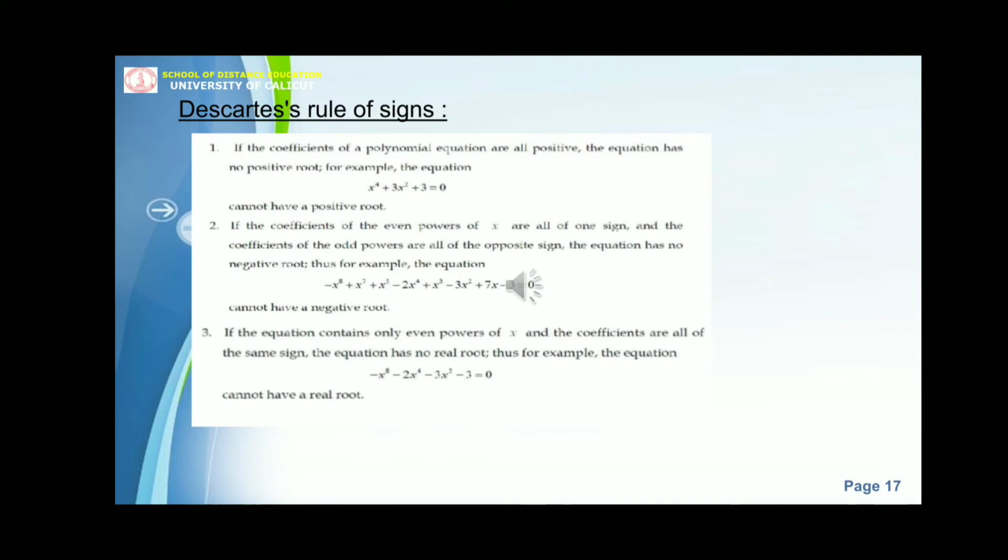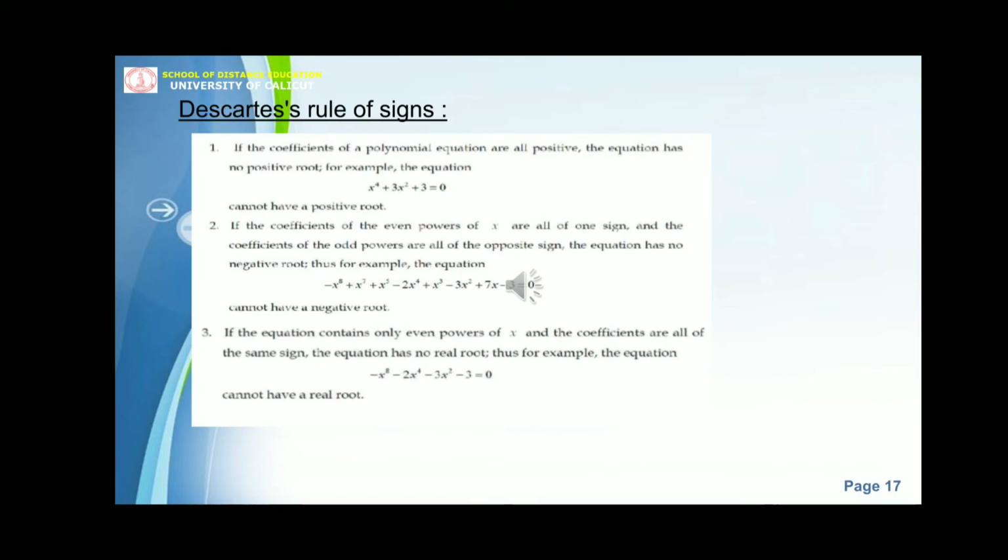We go through some rules which help in understanding the nature of the roots of a polynomial by looking at the signs of the coefficients and the powers of x. So the first rule is that if the coefficients of a polynomial equation are all positive, then the equation has no positive roots.